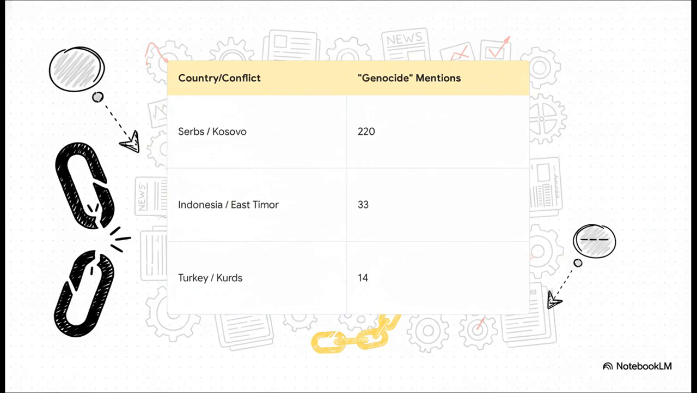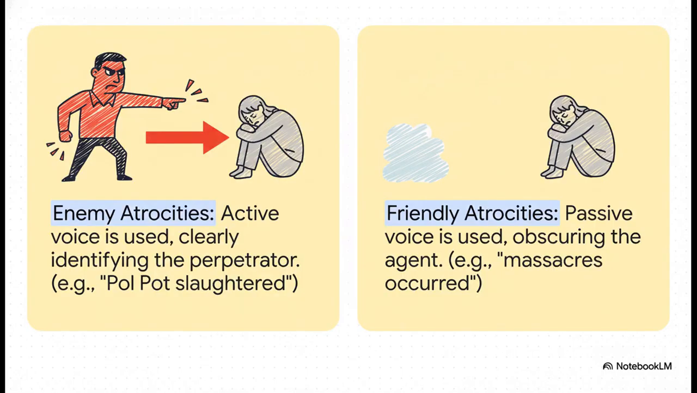But for atrocities committed by U.S. allies, like Indonesia in East Timor or Turkey against the Kurds, the term was used way, way less. The suggestion here is that victims of our enemies are worthy of coverage, while victims of our friends, they're unworthy. And this difference isn't just about how many stories there are. It's about the quality of the coverage, right down to the grammar.